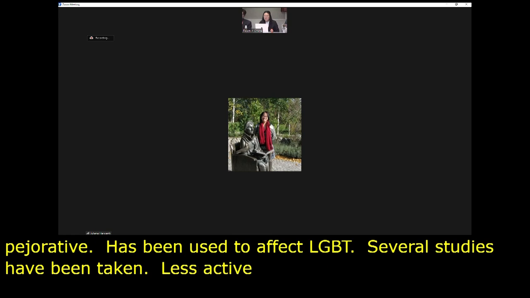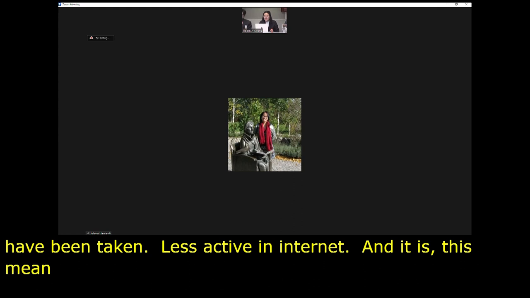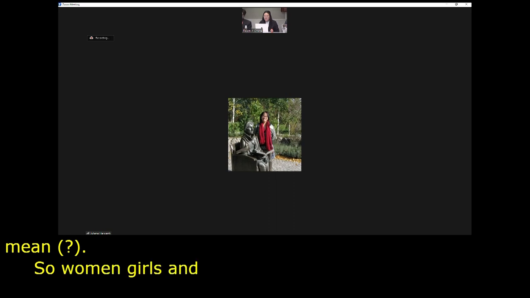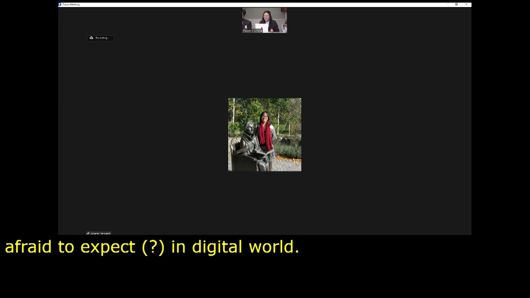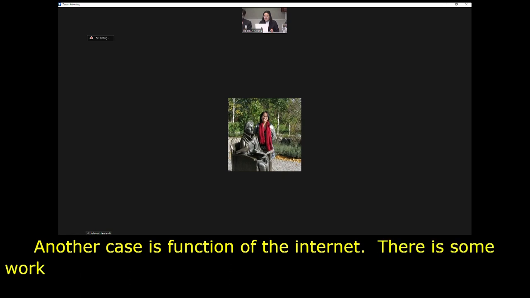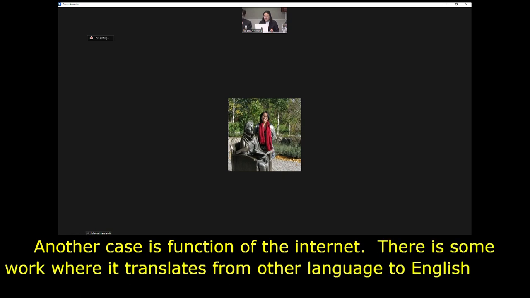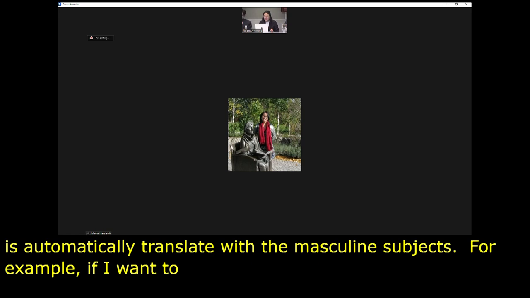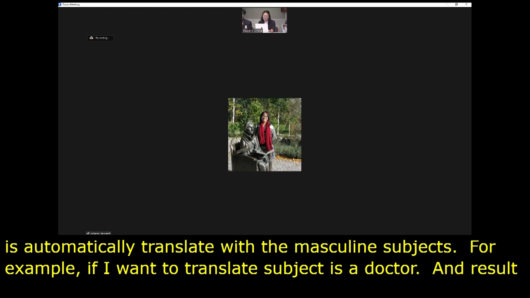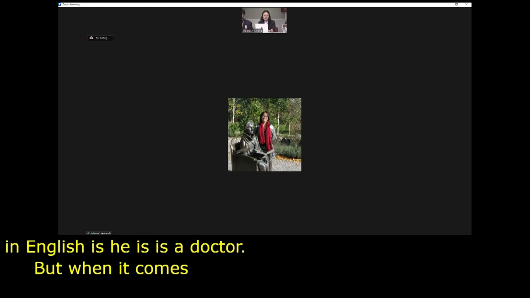This means a negative move when it comes to minimizing the gender digital divide. So women, girls, and LGBT people will be less active and afraid to speak up in a digital world. Another case is about the function of the internet, especially the translation machine. There are some words that, when translated from another language to English, are automatically translated with a masculine subject. For example, if I want to translate that the subject is a doctor, the result in English is "he is a doctor." But when it comes to a nurse or a secretary, the subject is feminine, or women.